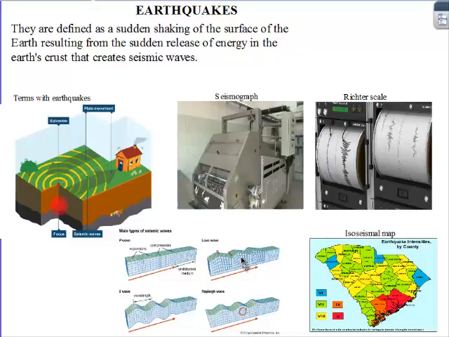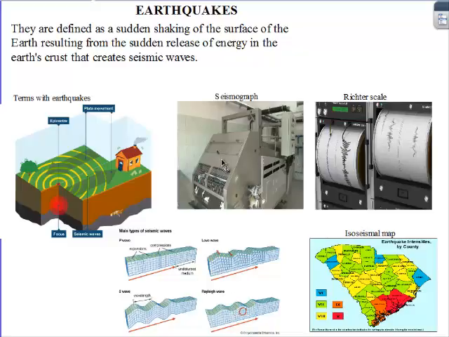With the surface wave, there are two types. We have the Love wave and the Rayleigh wave. With the Love wave, it travels through the surface by causing horizontal shifting of rocks. The Rayleigh wave also causes vertical and circular movement of rocks.